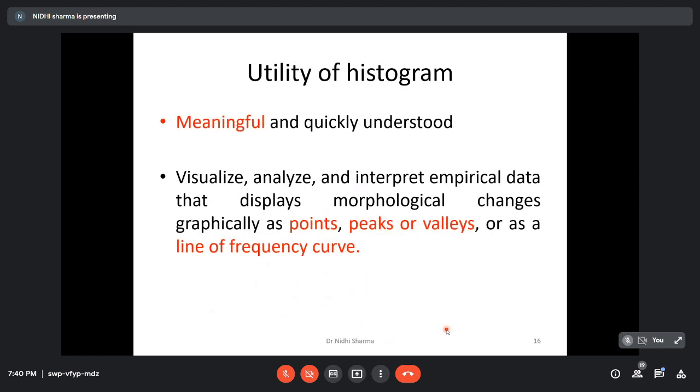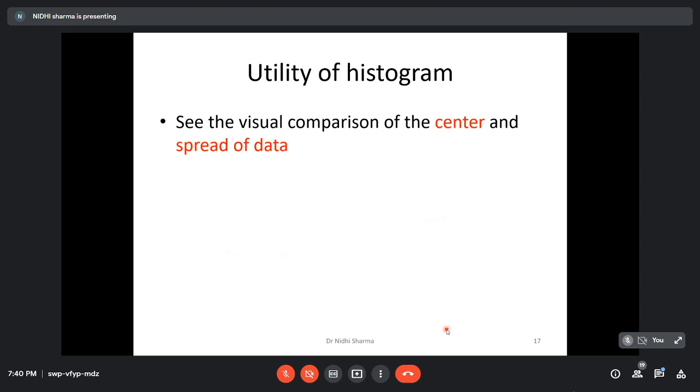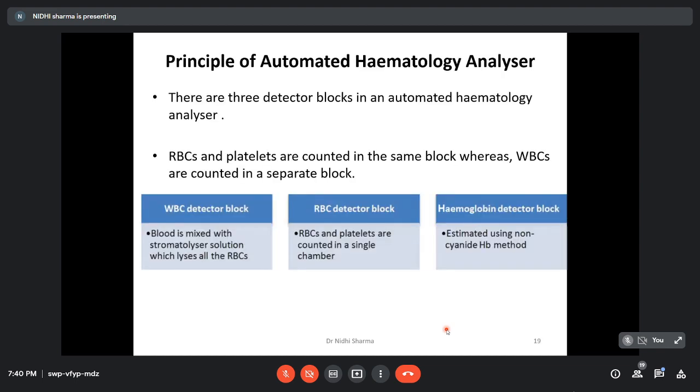So the basic utility of a histogram, even if you don't look at your indices, is that it gives a more meaningful and quickly understood data. It helps you to look at points, peaks, valleys, and even line of frequency curve. And you don't only get to see individual center, but you also get to see the spread of the data.